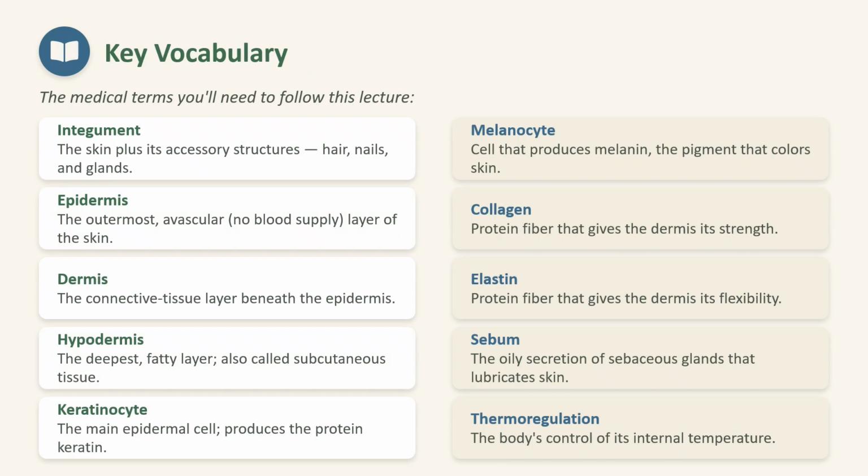Here are the medical terms that you need to know to understand this lesson fully. Take a moment to look them over. Pause the video and take as long as you need to take your notes. We'll use each of them as they come up in the slides ahead, so don't worry about memorizing the definitions right now. Just familiarize yourself with the words.